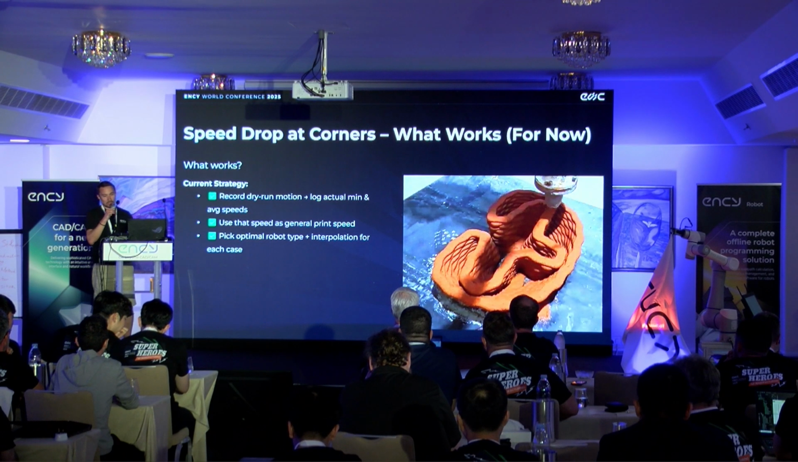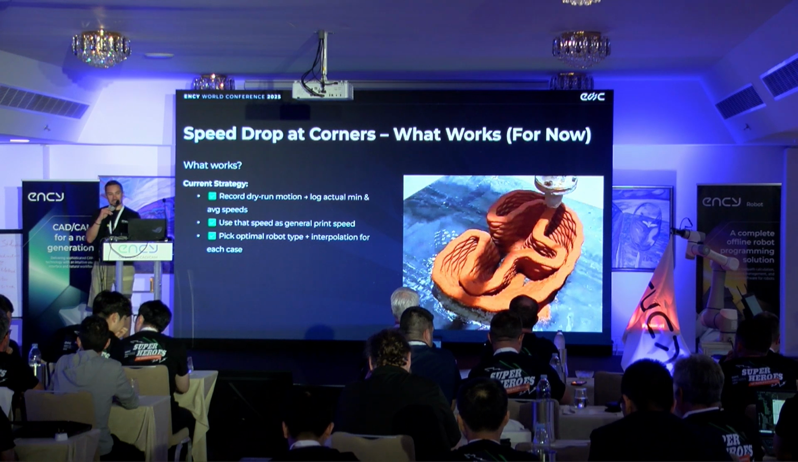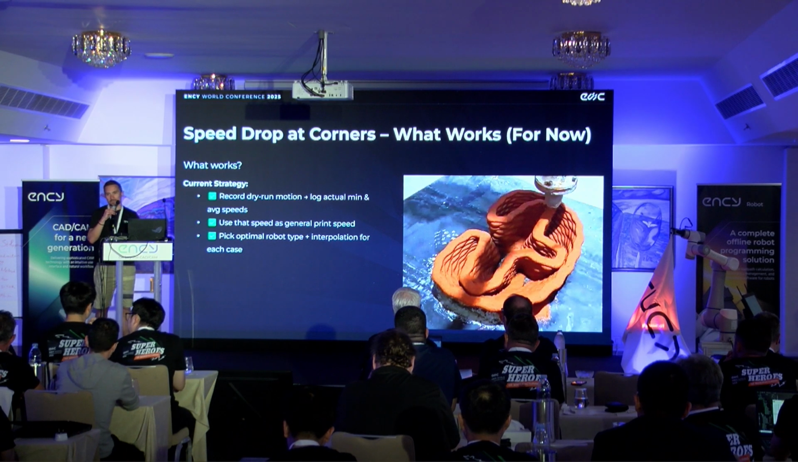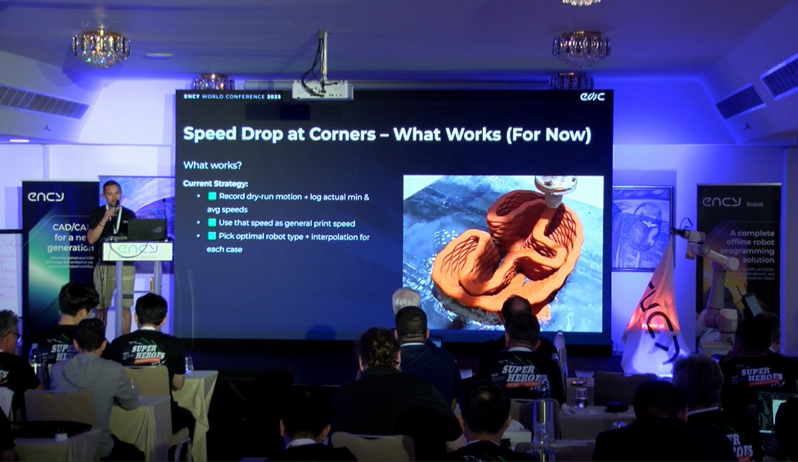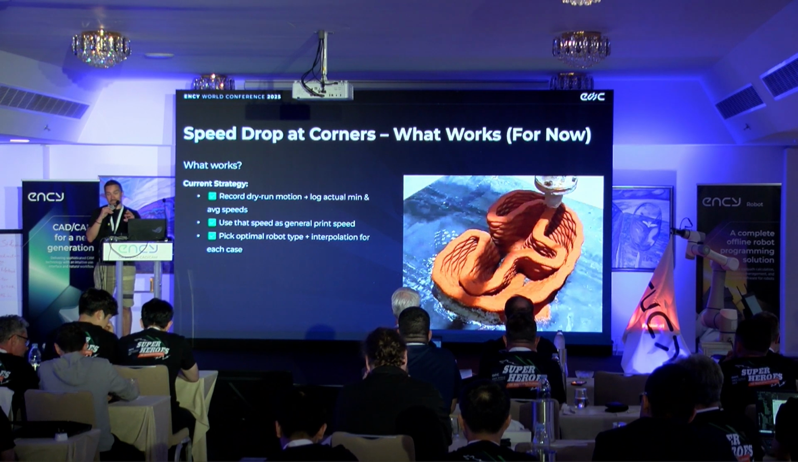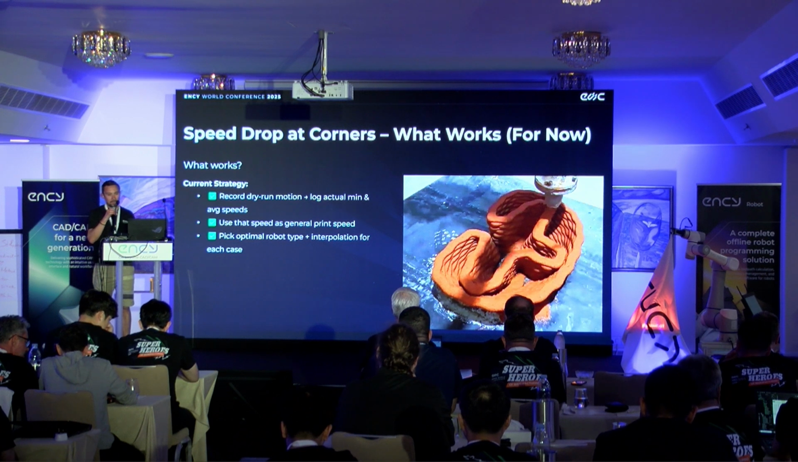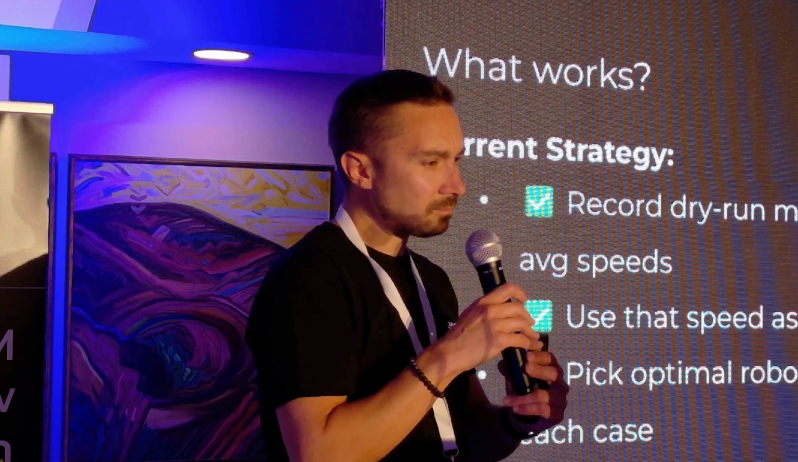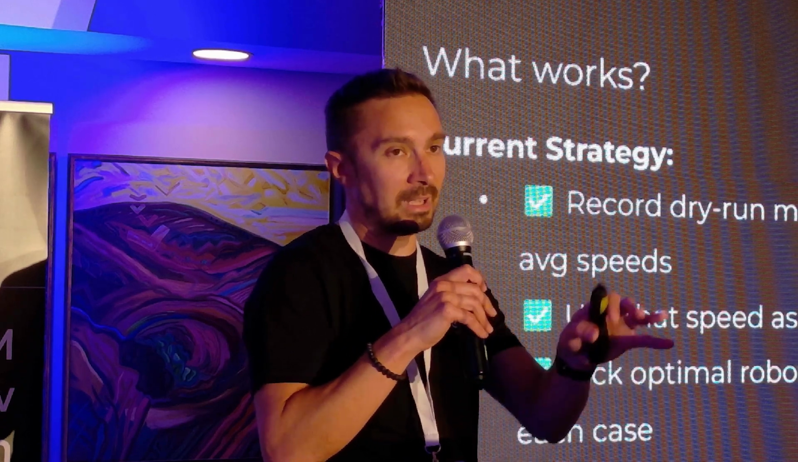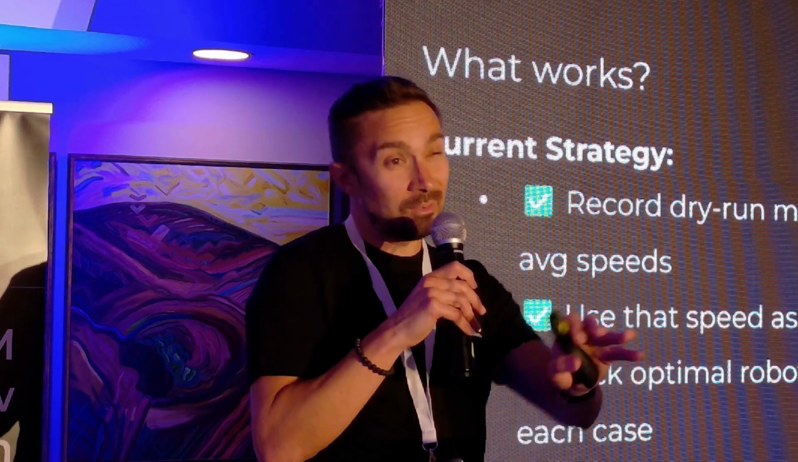And the current strategy to achieve a constant speed: first make a dry run or make a simulation in robotic software, which if we have it, and log actual minimal and maximal speeds and adjust speeds after that for real printing, and then pick the optimal robot type plus interpolation for each case.